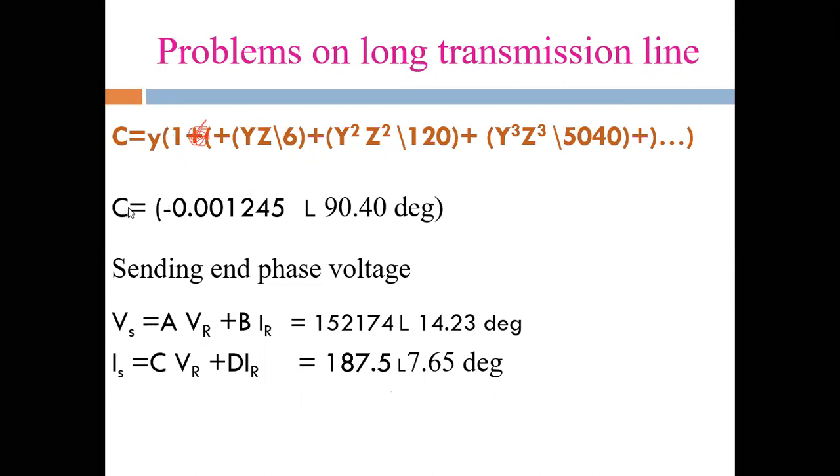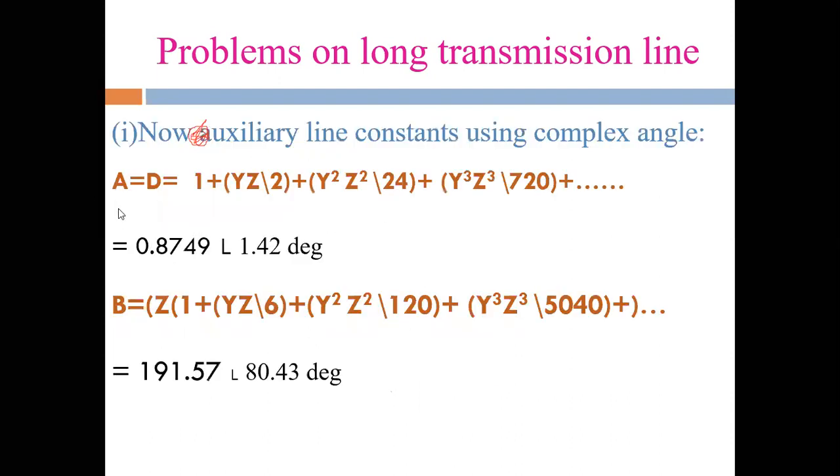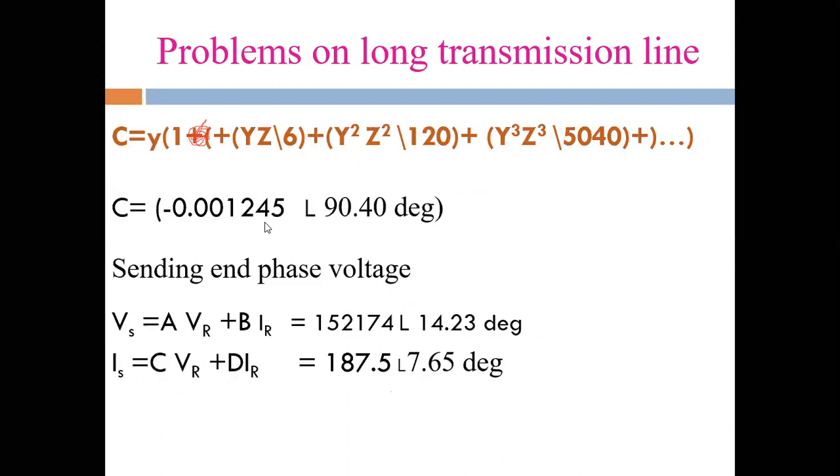After that we obtain C is equal to minus 0.001245 at an angle of 90.40 degrees. That is the values for A, B, C, D.